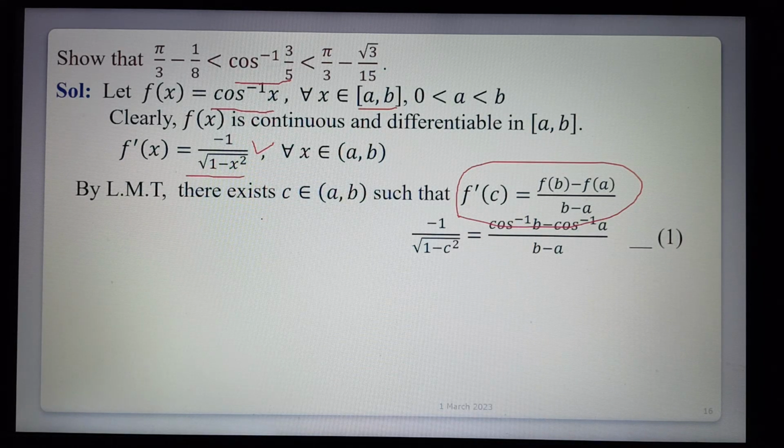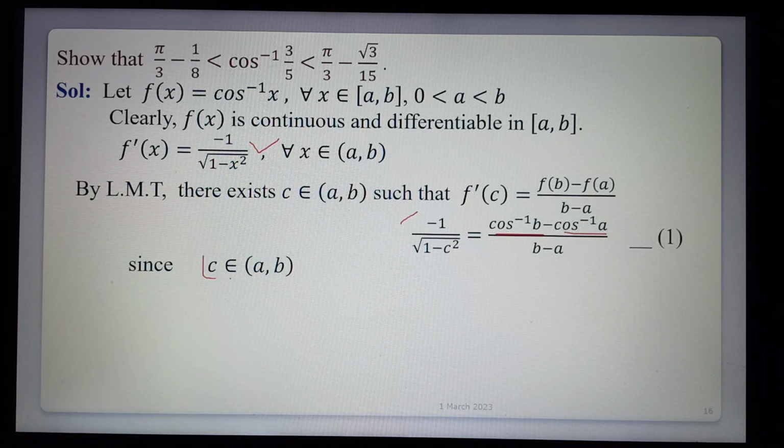Now f′(x) = −1/√(1 − x²), so replacing x with c, we get −1/√(1 − c²) = (cos⁻¹b − cos⁻¹a)/(b − a). Since c belongs to the open interval (a, b), that is a < c < b, we now convert c into this form.